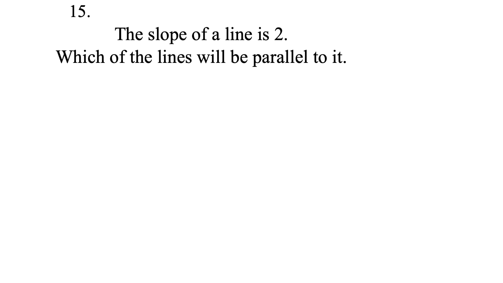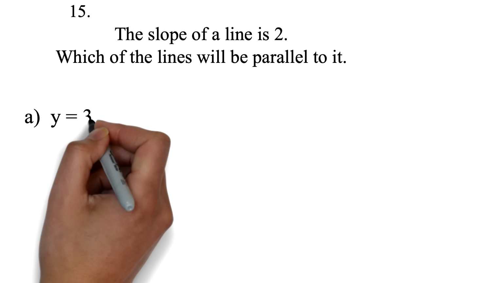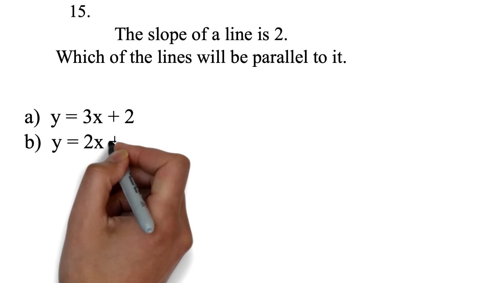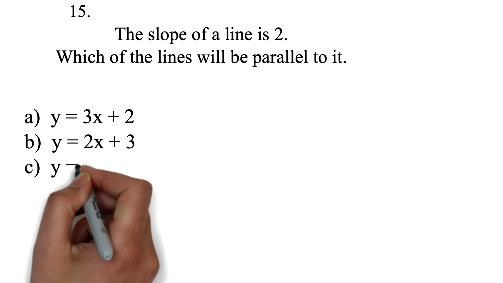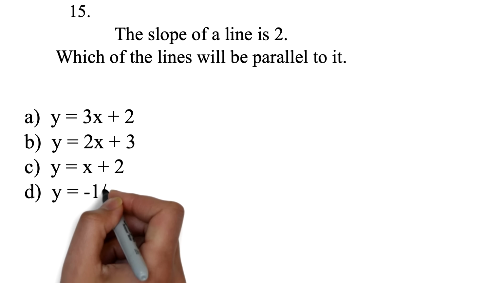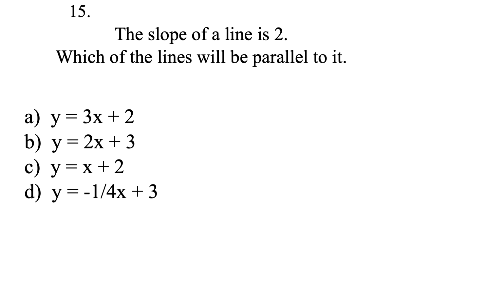Question 15. The slope of a line is 2. Which of the lines will be parallel to it? A. Y equals 3x plus 2. B. Y equals 2x plus 3. C. Y equals x plus 2. D. Y equals negative 1 over 4x plus 3.